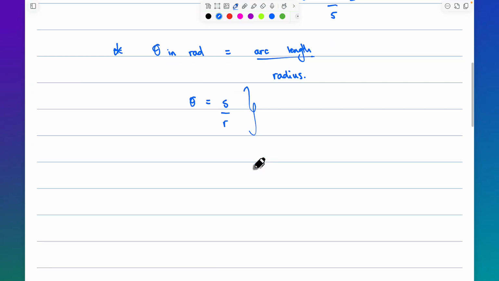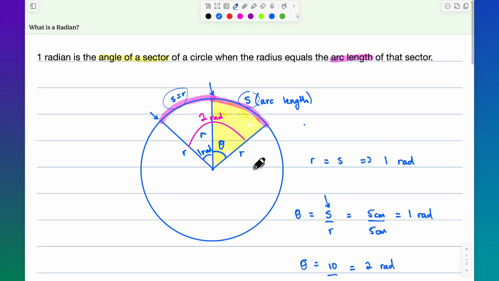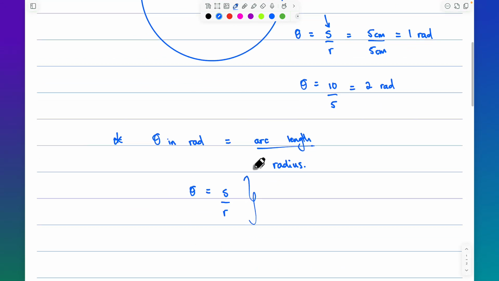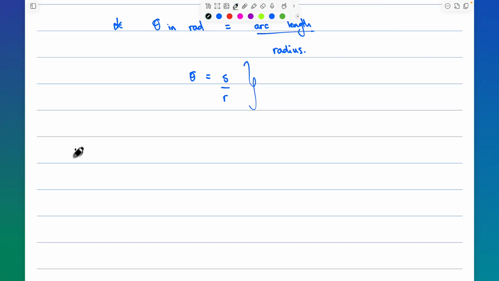Now, what we need to do is to say, okay, when it comes to circles and degrees, I know my standard angles. I know my 90, my 180, my 360. We now need to be able to relate those angles to radians. So, the angle of a full circle in radians.